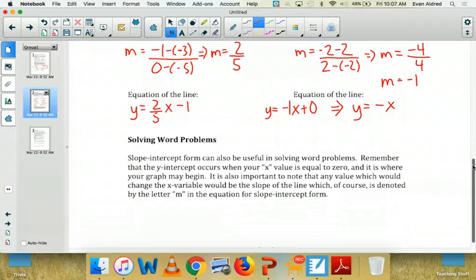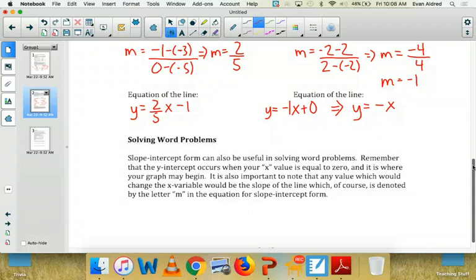Solving word problems. This is the last thing that we'll do on this reference guide, and this will be a pretty prevalent part of the unit moving forward. So slope-intercept form can be useful in solving word problems. We'll be able to set up equations and solve based on the equation that we create.